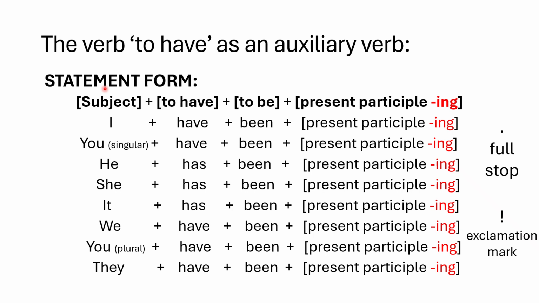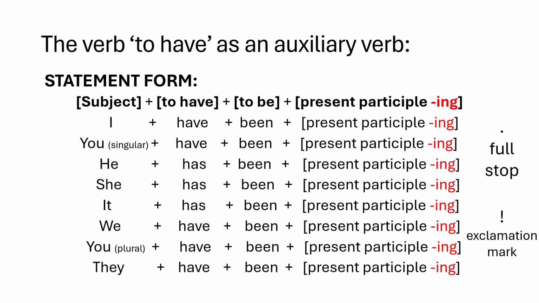The structure of a statement follows this form: subject plus the verb to have conjugated in the present perfect continuous tense plus the past participle of to be, been, plus the present participle verb which ends with the suffix ing. The punctuation at the end of a sentence is a full stop for a statement and an exclamation mark for an exclamation.